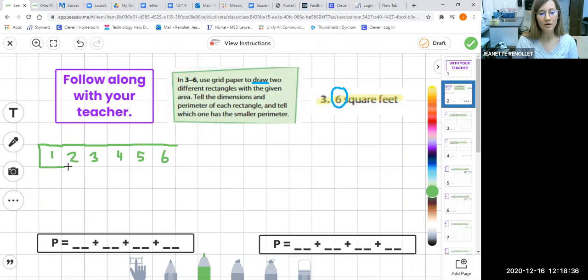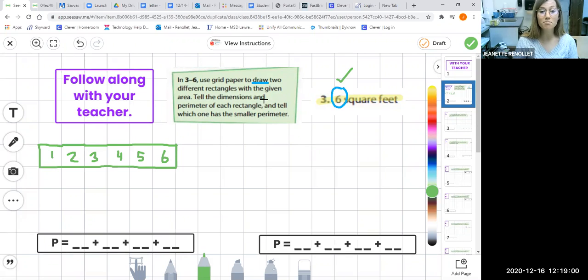I'm going to finish my rectangle, noticing that my lengths and widths are equal. Top to bottom is equal, left and right is equal. This is a shape with 6 square units. That's what the problem asked me to do.